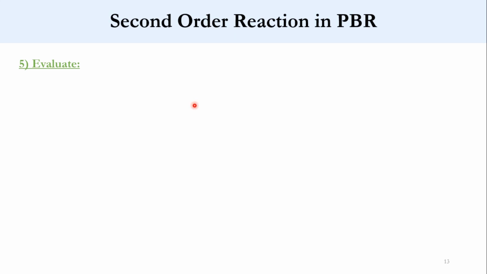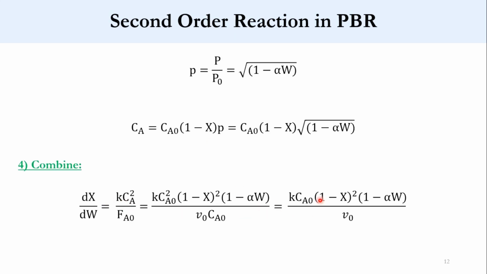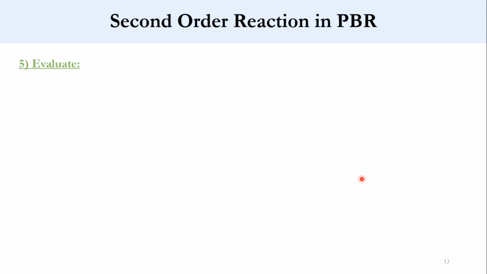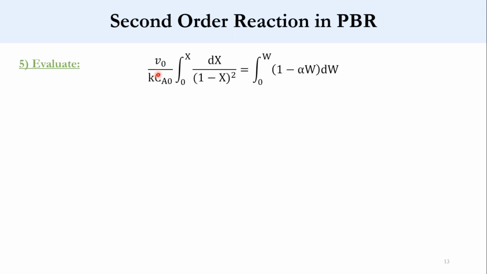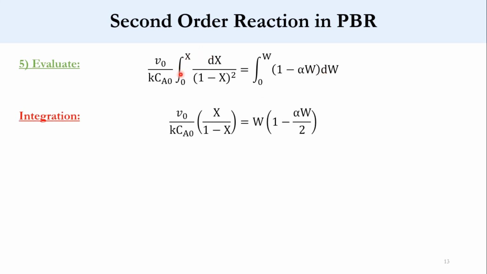Going to the evaluation part, we rearrange this equation: dx over dw is equal to K Ca naught over v naught times 1 minus X whole square times 1 minus alpha W. That v naught over K Ca naught will go here, 1 minus X square will go here, while dw will come here. These are the constant terms, so v naught over K Ca naught will come out of the integral: integral 0 to X of dx over 1 minus X whole square is equal to integral 0 to W of 1 minus alpha W into dw. Now once we integrate it, we get this expression result.